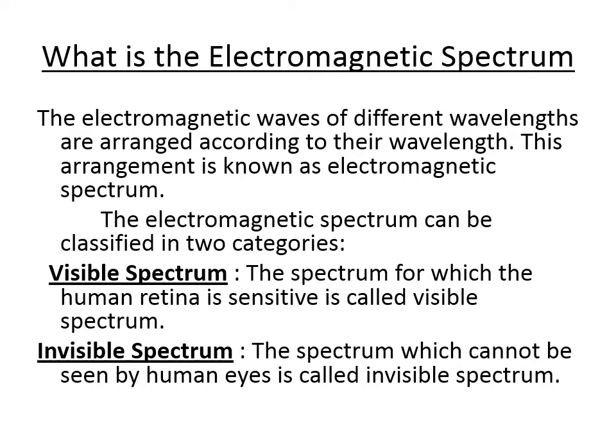Visible spectrum क्या होता है? The spectrum for which the human retina is sensitive is called a visible spectrum. That means वह स्पेक्ट्रम जिसे हम अपनी आंखों से देख सकें वो क्या कहलाता है? आपका विजिबल स्पेक्ट्रम. And invisible spectrum क्या होगा? The spectrum which cannot be seen by human eyes is called the invisible spectrum. Okay?